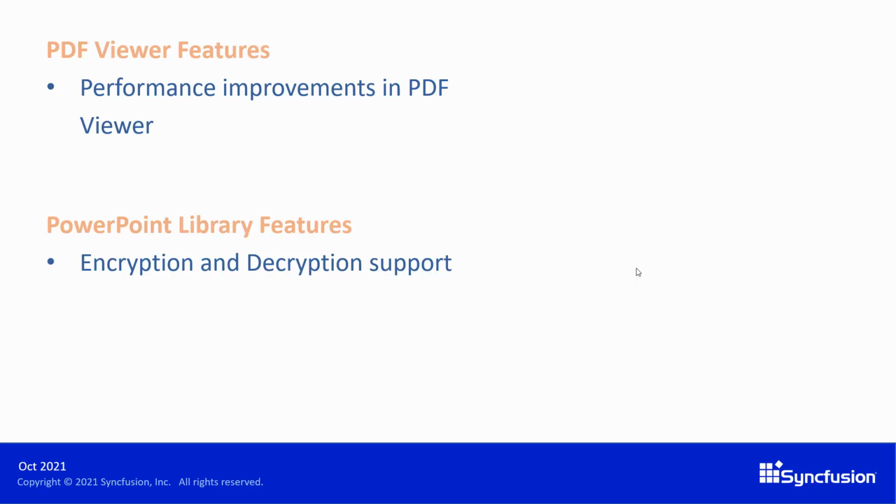So what's new with PDF Viewer is some performance improvements have been made to PDF Viewer. So now you can add annotations easily with no performance degradation. So you can easily add and edit those annotations with no performance issues now. And to the PowerPoint library, encryption and decryption support has been added. Now you can encrypt and decrypt your presentation document by using a unique password. So these are the new updates that are available for our Blazor components in this Volume 3 2021 release.